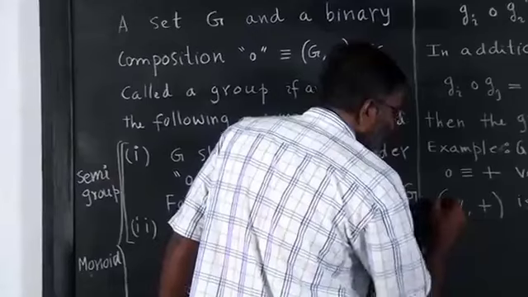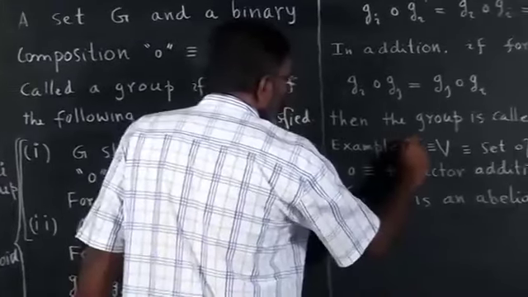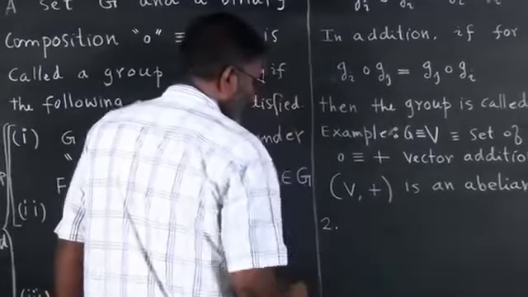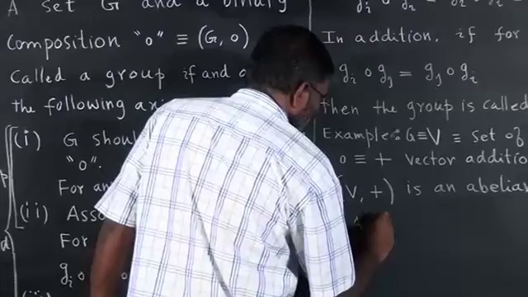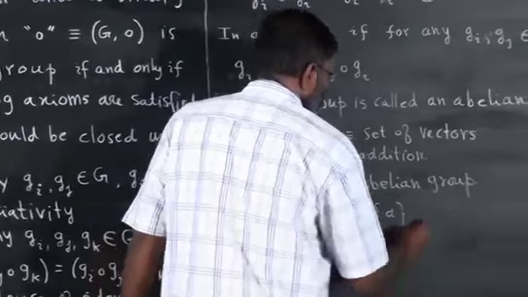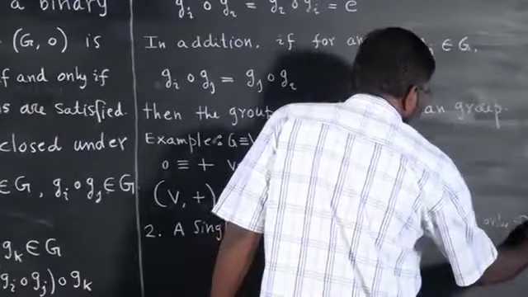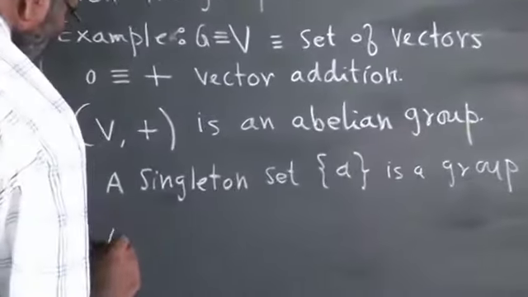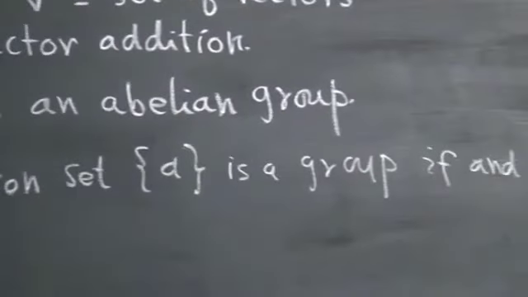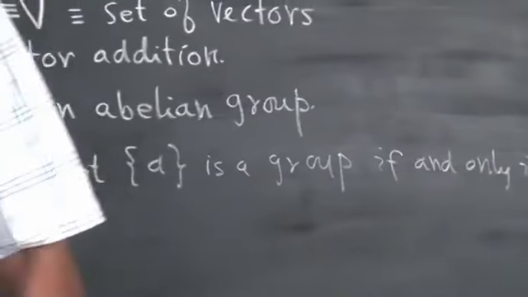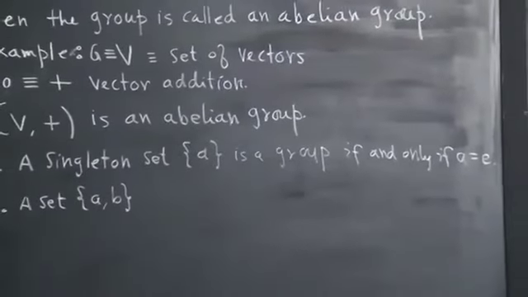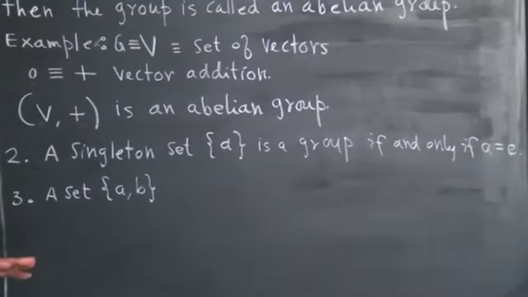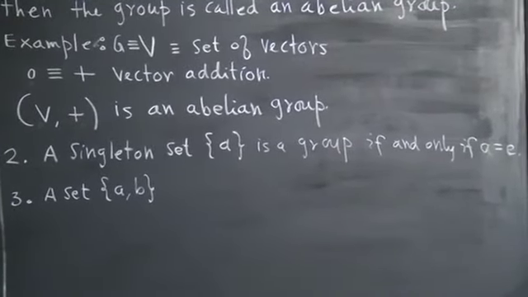So let us call this example 1, and example 2 as a singleton set A equal to identity. Suppose we have a set A, B. If I have two elements, when will this be a group? One of them should be the identity. So let's say A is identity.